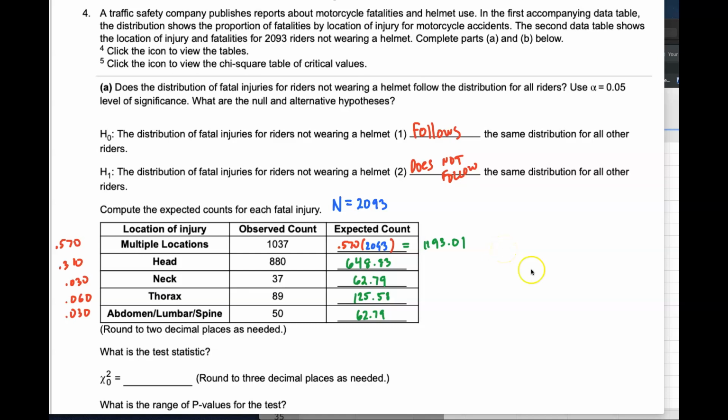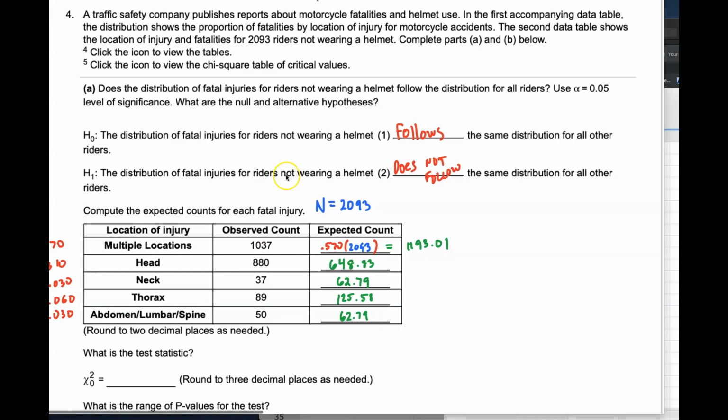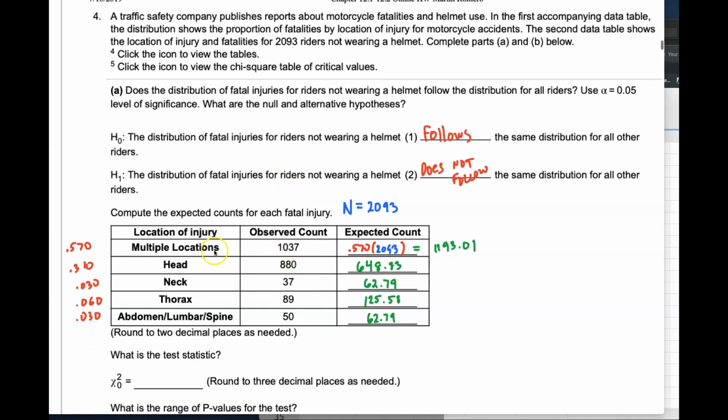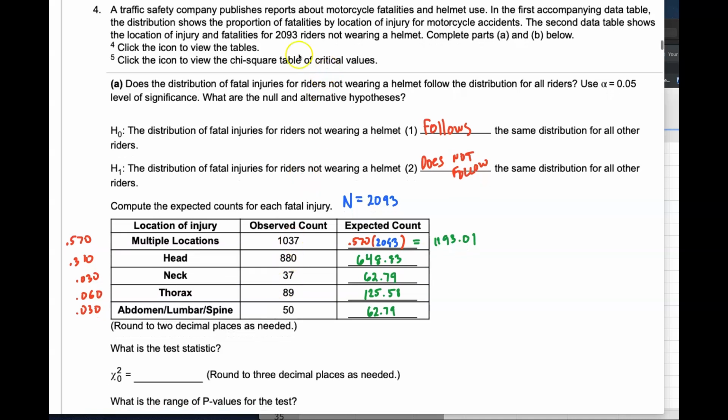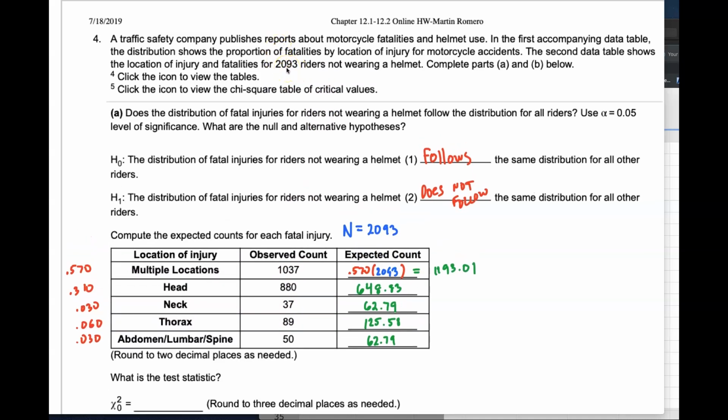We're going to run a chi-square test. This is 12.1.15. And so here's the situation we have. We have a distribution of how riders were killed in a motorcycle accident, and the location of the injury, and how many people died out of 2,093 riders not wearing a helmet. And that's what we have here.